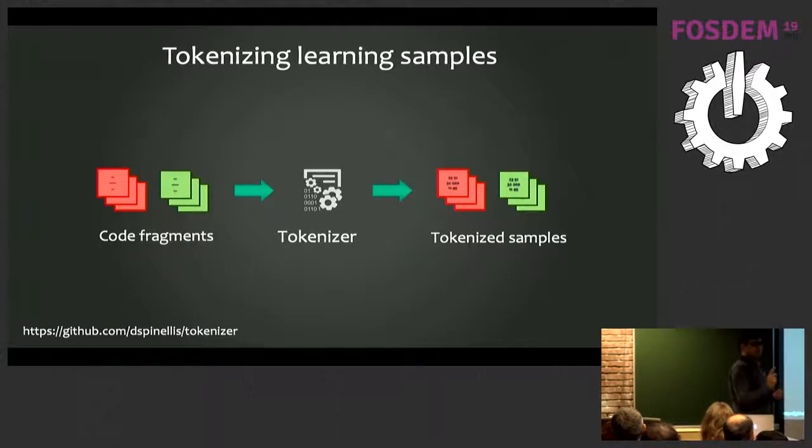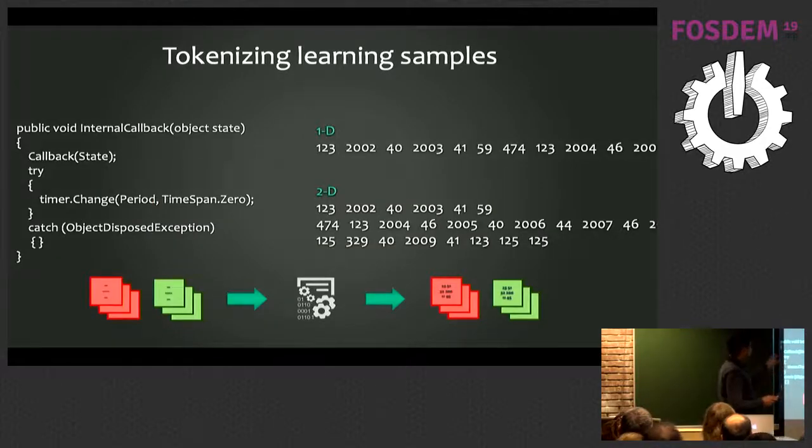Another fact about tokenizer is that right now it supports 6 languages, including C# and Java, which were our subject systems. It looks like this. So if you have a very small method and you tokenize it into 1D, it will look like a 1D vector. And if you have a 2D matrix, then it looks like something like this.